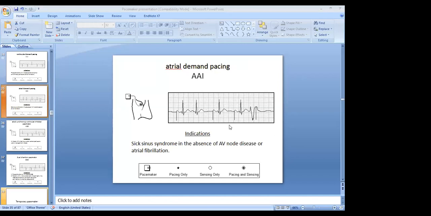I'm just trying to emphasize that the lead in the atrium has no business with the ventricle because it's facing the atrium.